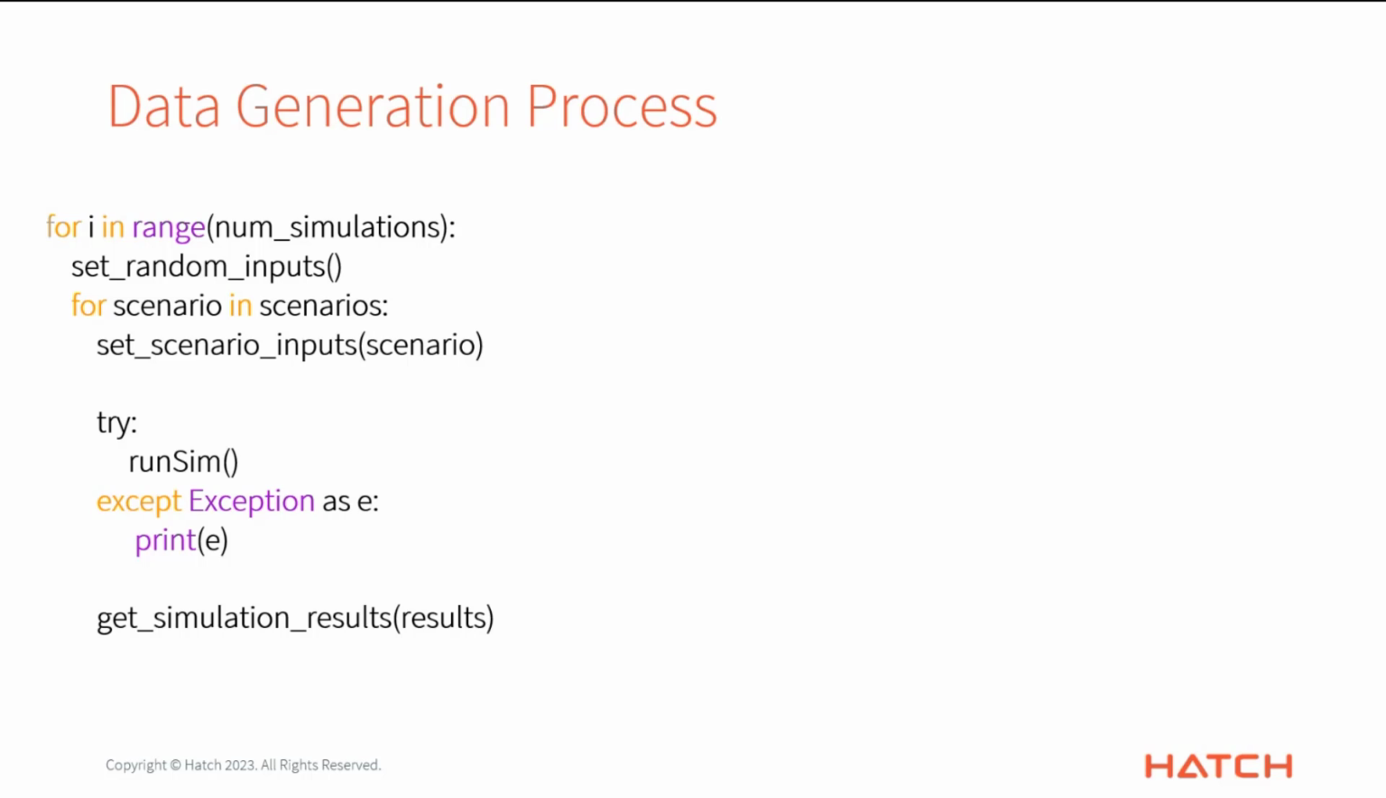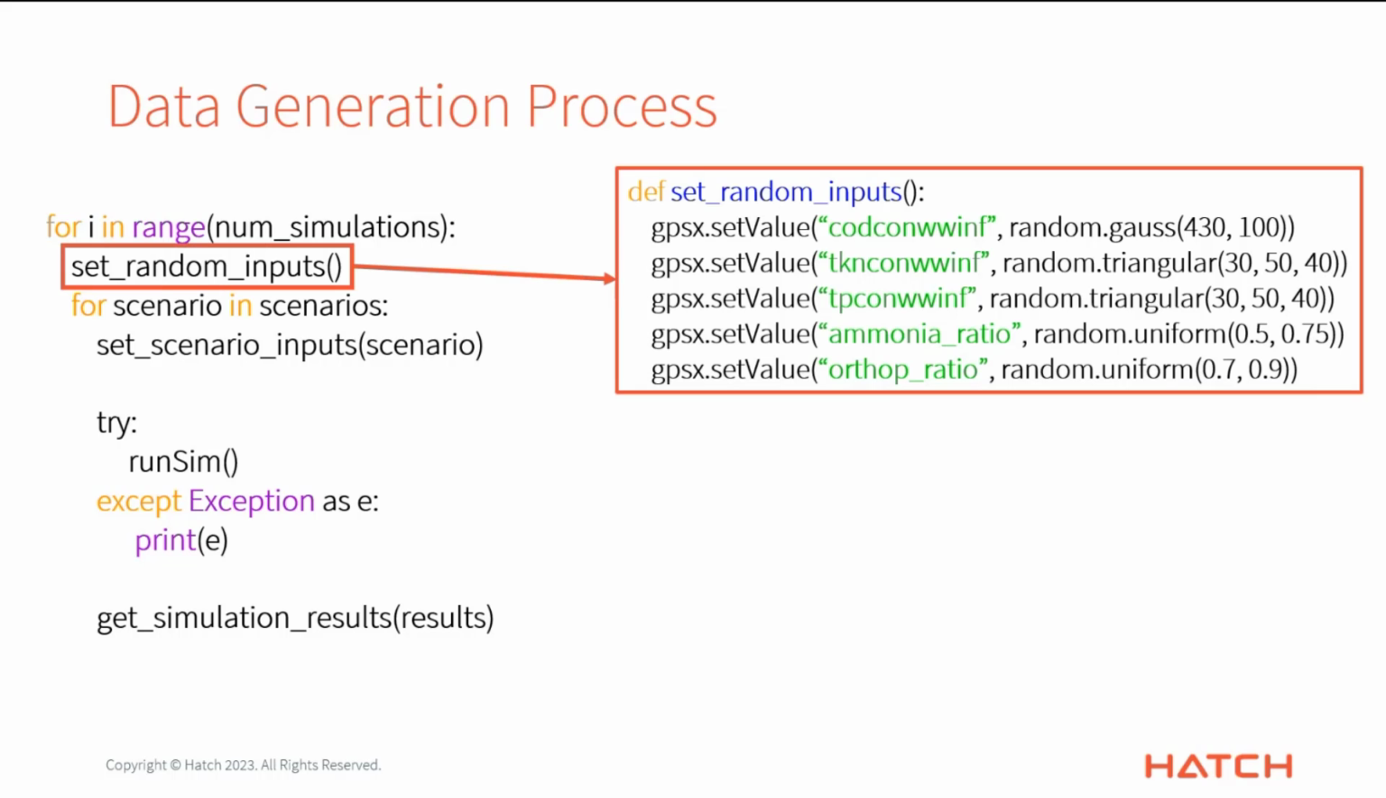Once we start that for loop, we're going to begin by setting some of our random inputs, which are those distributions that we discussed in the previous slide. We're going to set those as input values in our GPSX simulation. This is done using the GPSX.setValue function, which is built into the Python that is run in GPSX. In there, you need to specify the cryptic tag that you're assigning this value to, and then the value itself, where our values are just being generated from those random functions.